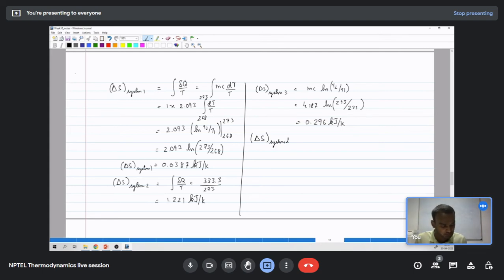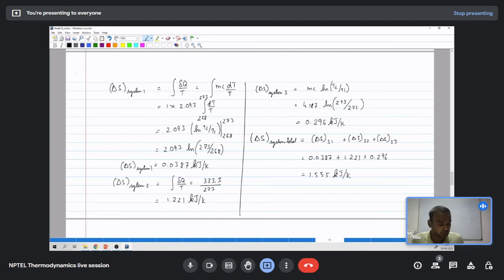So now the total entropy increase of the system is the sum of the entropy increase for all the individual processes. So this is 0.0387 plus 1.221 plus 0.296. So this becomes 1.555 kilojoule per Kelvin.